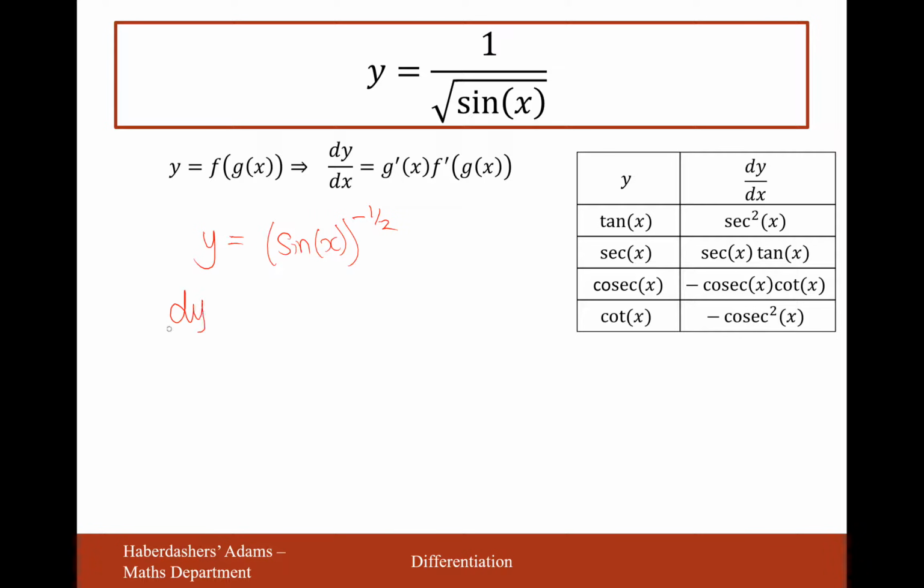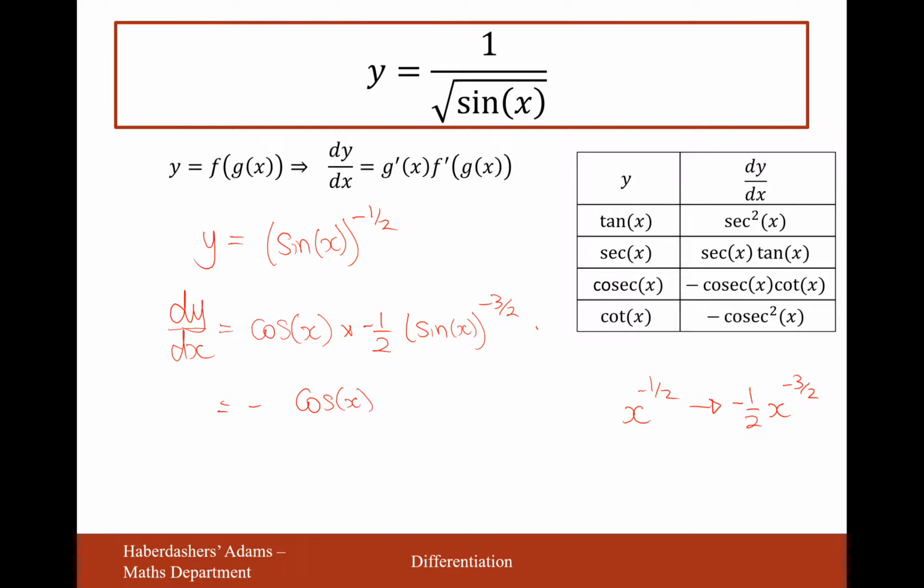So let's start differentiating. We have the inside function first, sine differentiates to cos. And then the outside function is x to the minus half, which differentiates to minus half x to the minus 3 over 2. And that's what it's going to be. It's going to be minus half. It's not going to be x, it's going to be sine though, so it's going to be sine x to the power of minus 3 over 2. We could probably simplify this answer, minus cos x over 2 bracket sine x to the power 3 over 2. And there we are, that's the answer to this question.